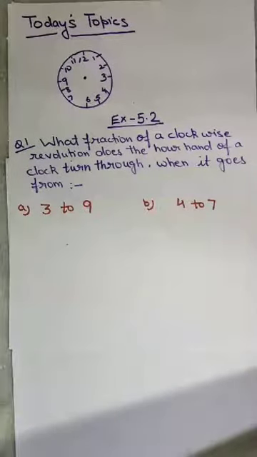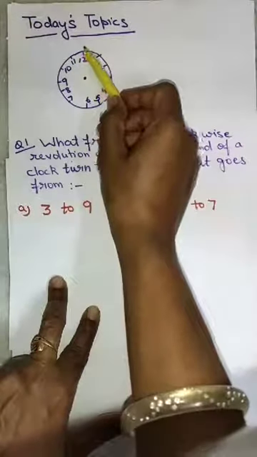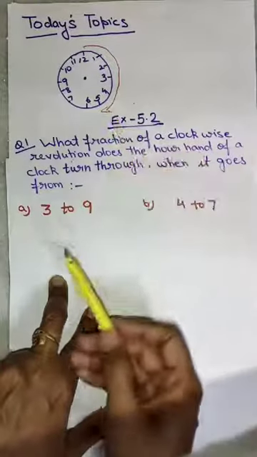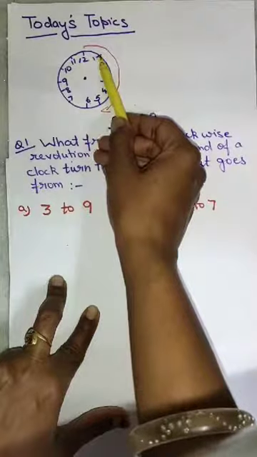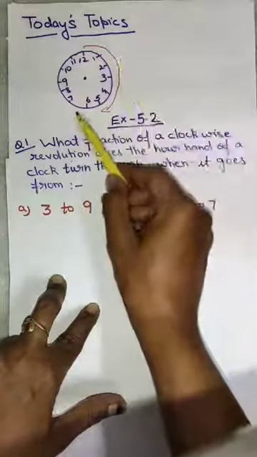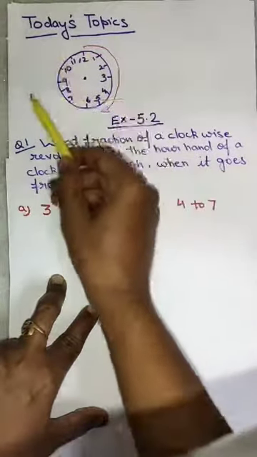What fraction of a clockwise revolution? In this question, a fraction is asked. What is clockwise? Clockwise is this, when we move like this. This is a clockwise revolution. It means after 12, 1, then 2, then 3, as the time moves. This is the clockwise revolution. And when we move opposite to the clock, this is anti-clockwise.